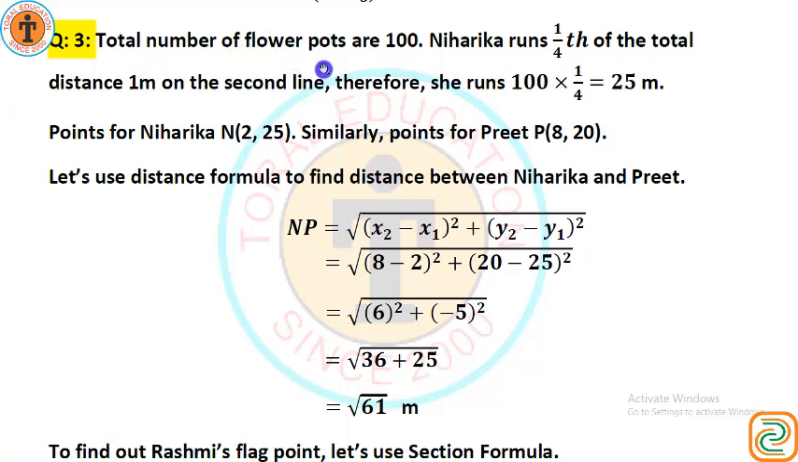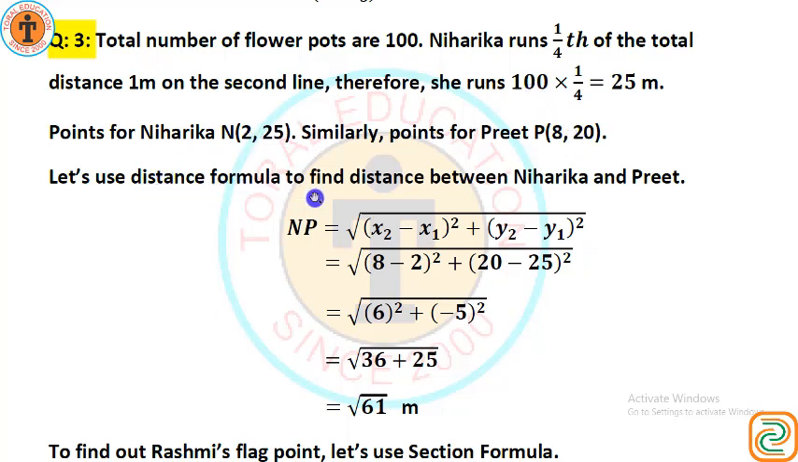Total number of flower pots are 100. Niharika runs 1/4 of the total distance on the second line. Therefore, she runs 100 into 1/4, 25 meter. Points of Niharika are 2 and 25, second line, 25 pot. Similarly, points for Preet are 8, 20 because he runs in the 8th line and 1/5 of 100, that is 20.